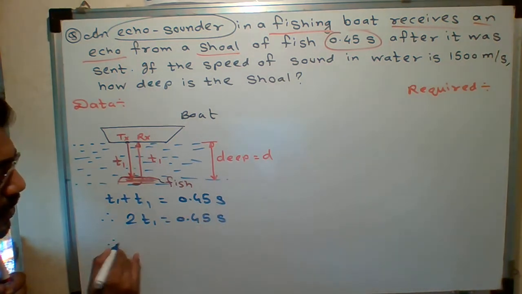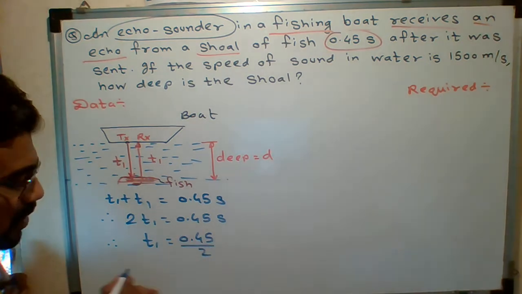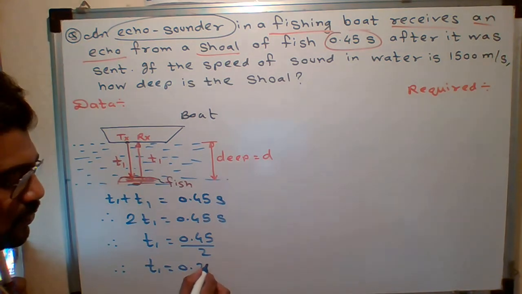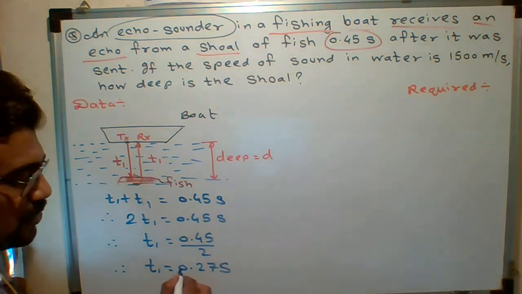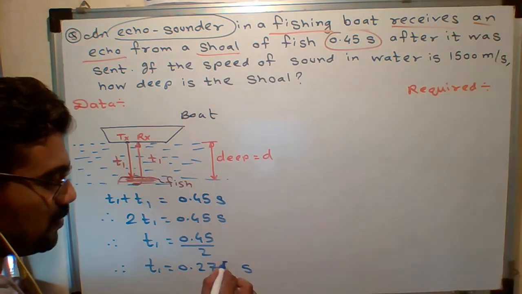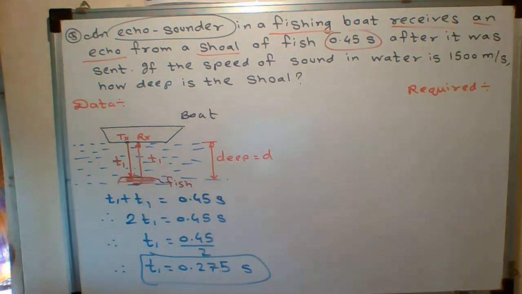2T1 is 0.45 second. So what is the single time? 0.45 divided by 2. Students, who will tell me the answer? So T1 we got 0.275 second.